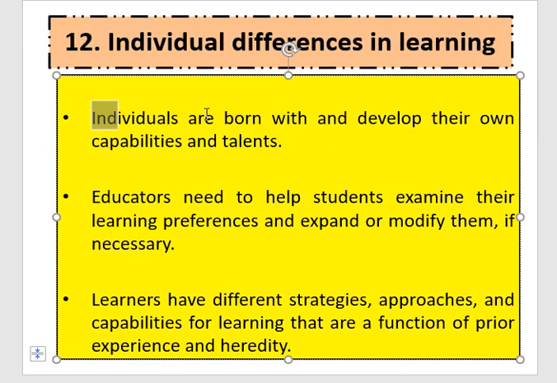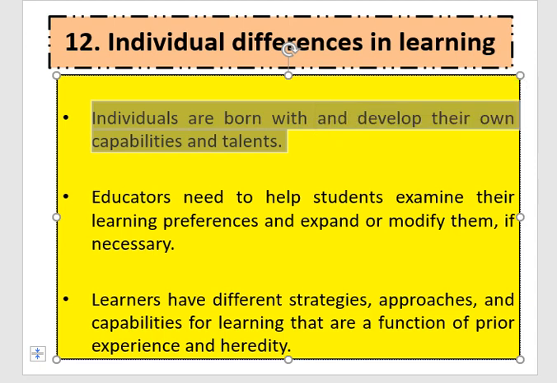So what does it mean? First, individuals are born with and develop their own abilities and talents. So, nung ipinanganak ka, you have your own talent. May kakayahan ka. And you need to develop that one so that you get to share it with other people. So you need to nourish it.